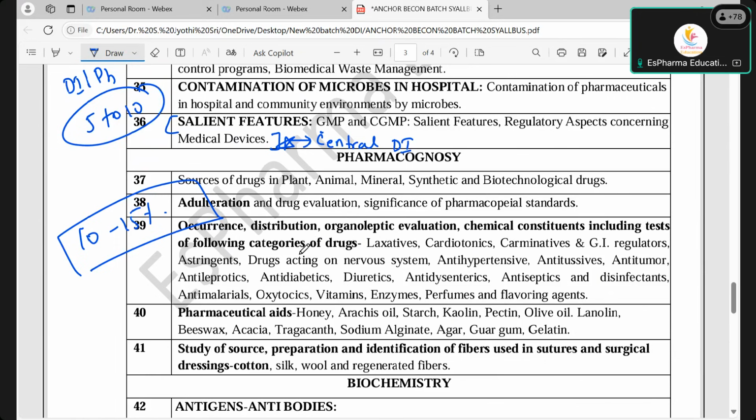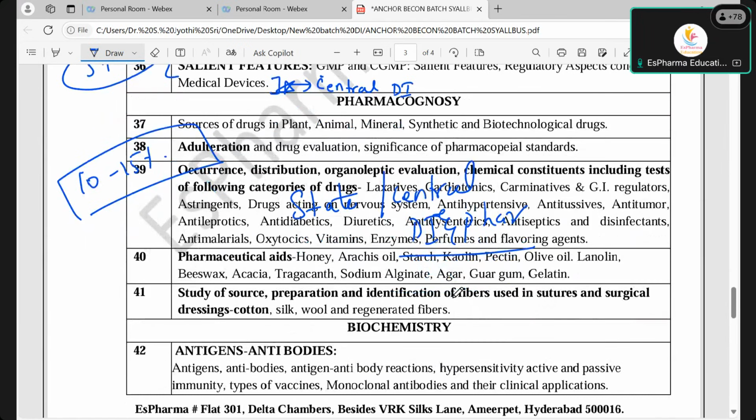Pharmacognosy is an important subject both for state, central, DI as well as pharmacist. And no choice, I kept all the topics, just a few we have left, which are not needed. These are like okay, right? Coming to biochemistry.